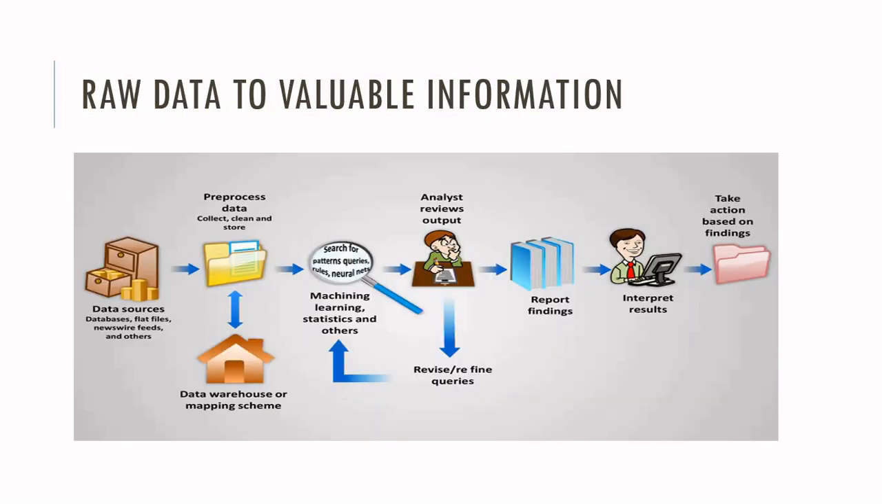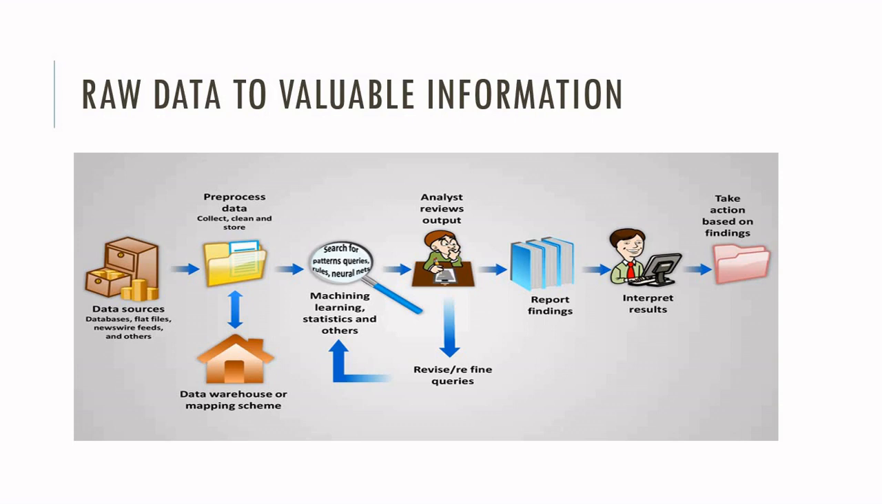Now the next is raw data to valuable information. Based on the topics we have learned till now, we are able to answer the question of how to convert raw data to valuable information. The first step is we collect the data from multiple sources like databases, flat files, or the World Wide Web, anything. Then we pre-process the data, we clean the data, we arrange it in the proper format, then we store this data into the data warehouse.